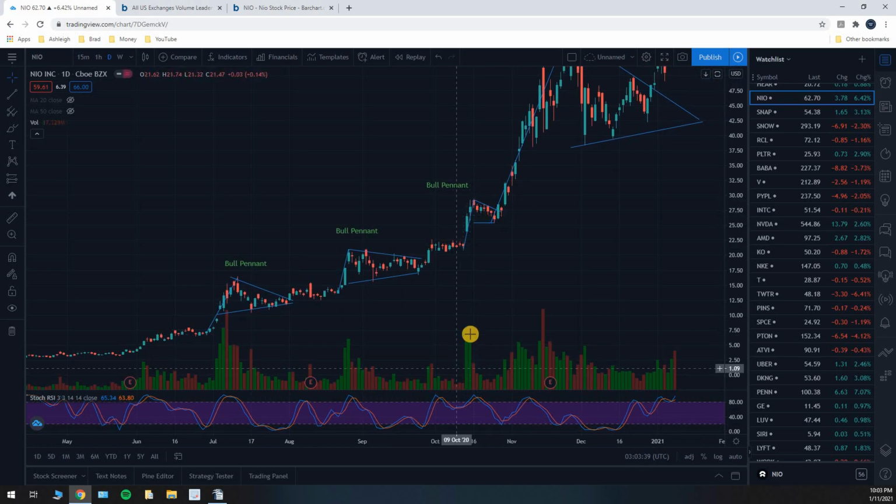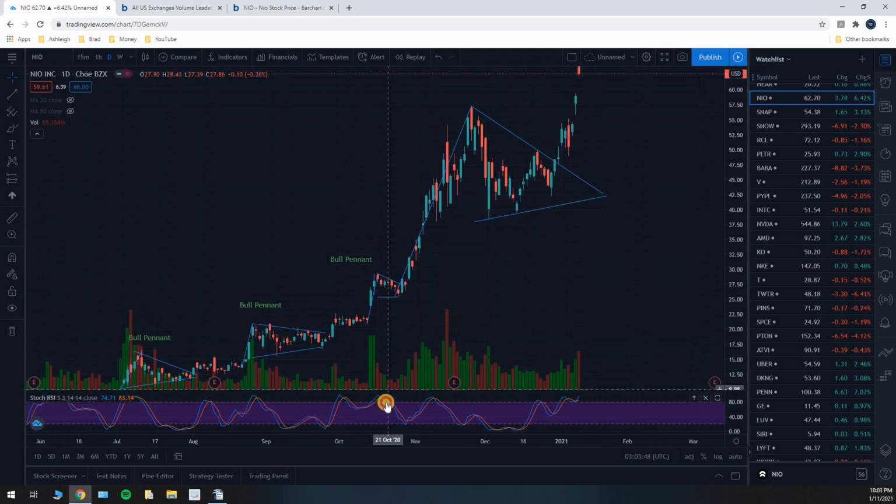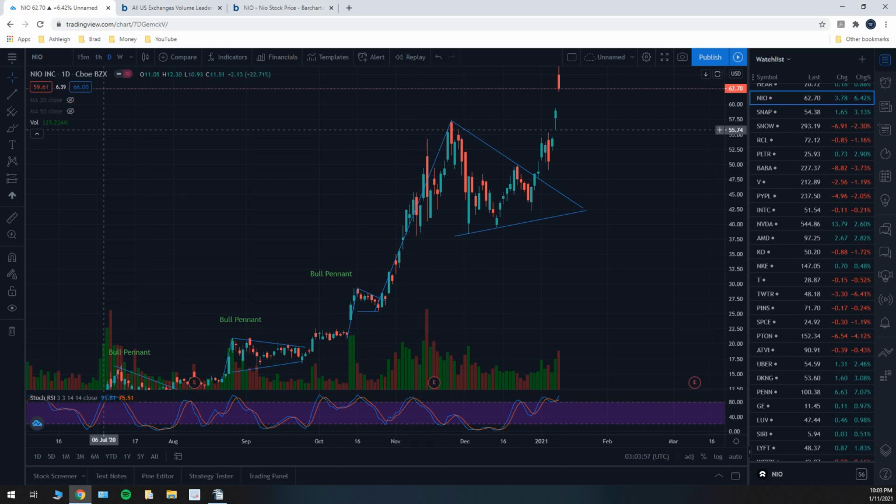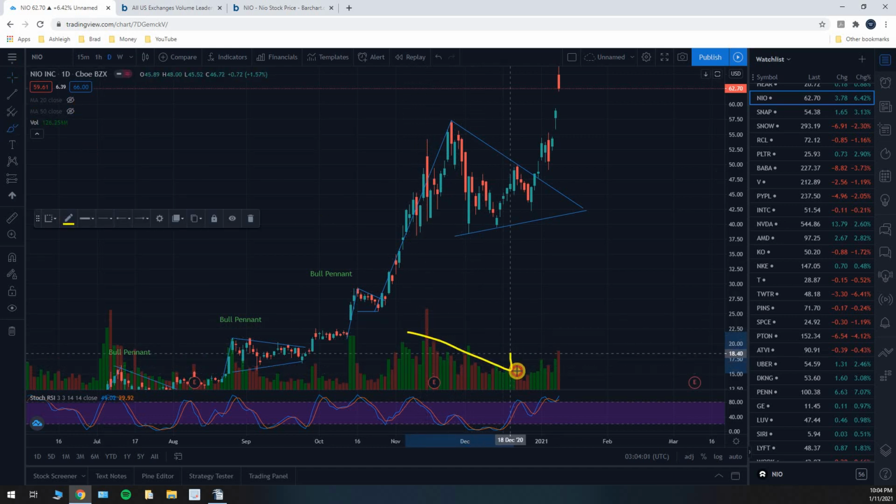Look at this bull pennant right here. Huge spike in volume creates the flagpole. Consolidation phase, no volume, right? So what are we doing here this time? Look at all of this massive volume creating this massive flagpole. Right? And now what is going on with the volume here? This volume is dying off as we are consolidating.